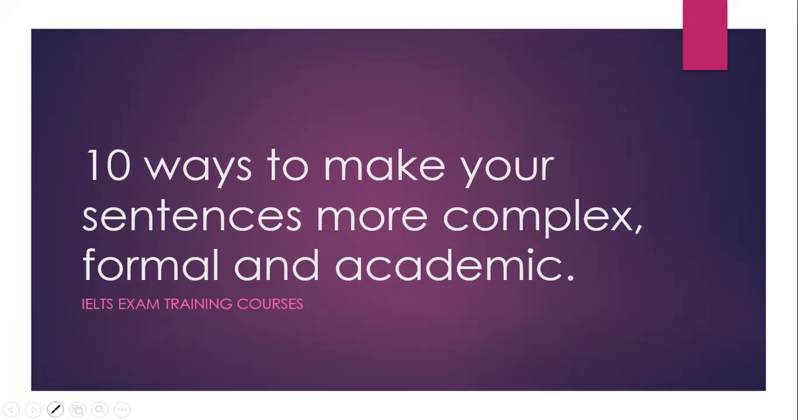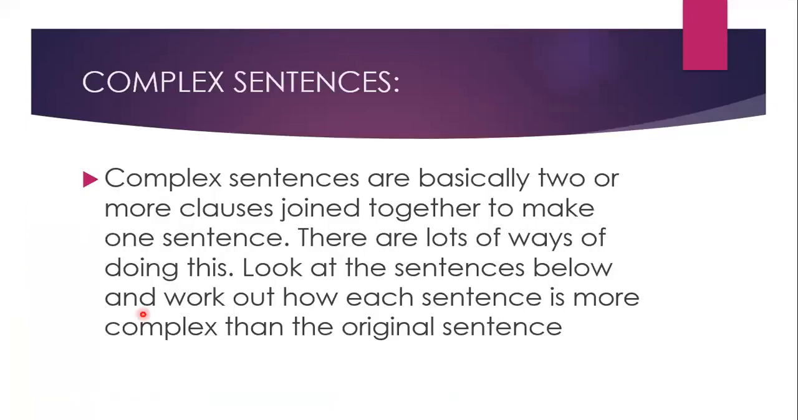Okay, so yes. Complex sentences are basically two or more clauses joined together to make one sentence. Okay, what is the meaning of clause? A clause means where you have a subject and predicate. Predicate means something that shows what the subject is actually doing.